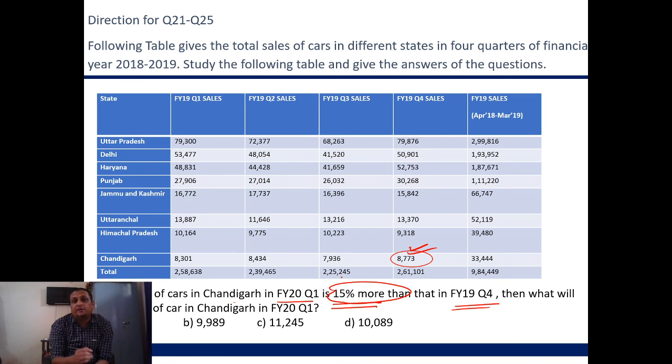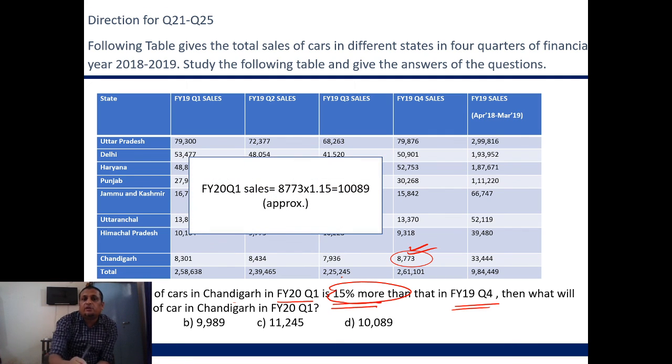15% increase, anything is 100%. If I increase it by 15%, then the new value should be 115% of the previous value. So it means I will calculate the 115% of 8773, or I will just add the 15% of 8773 to it, and the answer should be around 10,000. So answer is D for Delhi.